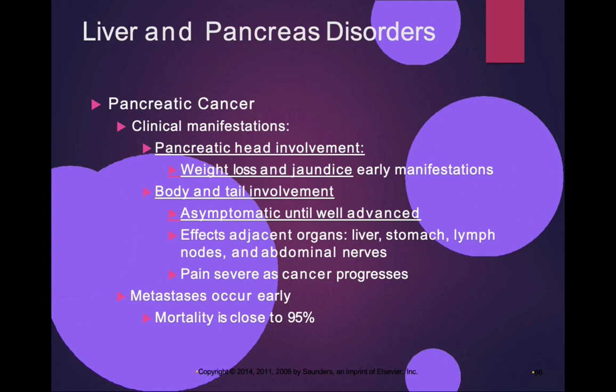When you look at the pancreas, right, there's the head and then there's the body and the tail. So when the head is involved, there's weight loss and jaundice. That's part of the earlier manifestation of pancreatic cancer. When the body and the tail are involved, the person could be asymptomatic until they're well advanced. And that's why the mortality is close to about 95%.